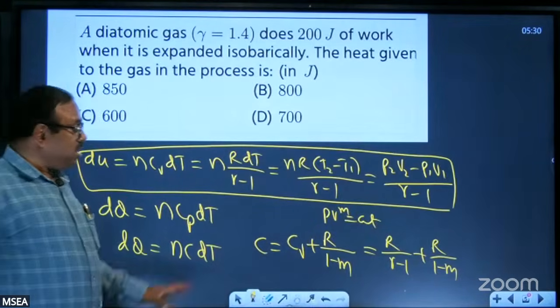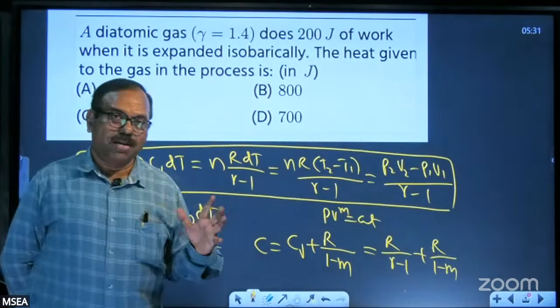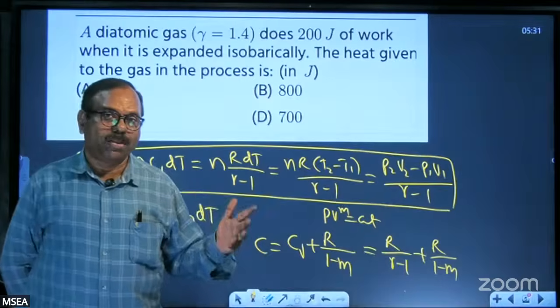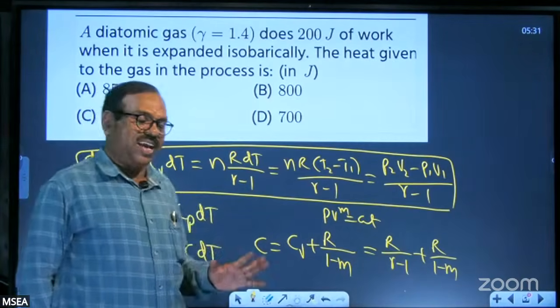Then, for different processes we have: isothermal, adiabatic, isochoric, isobaric, and the polytropic also. These are the different processes we have.